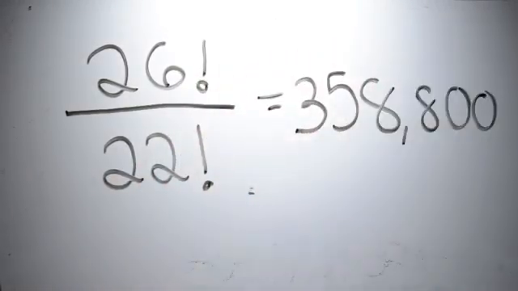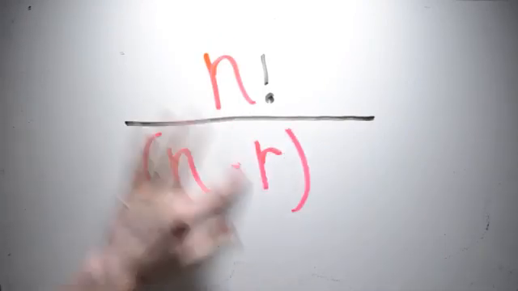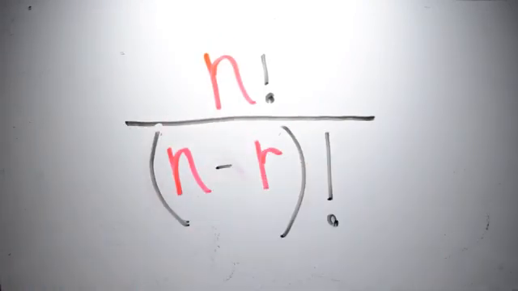This means there are 358,800 different ways to make our password. The formula for this is n factorial over n minus r factorial, where n is the number of things to choose from and r is how many times we can choose, just as we established.